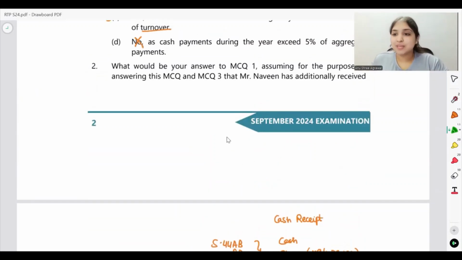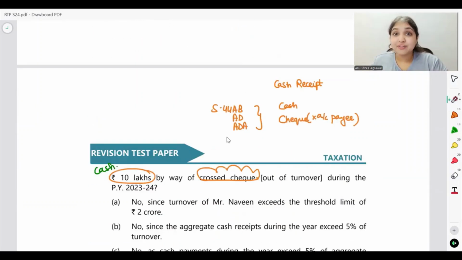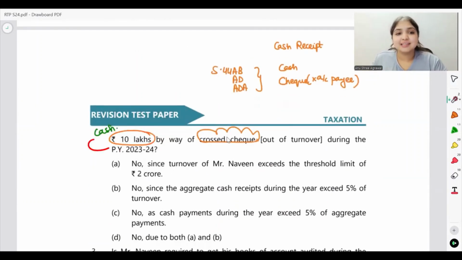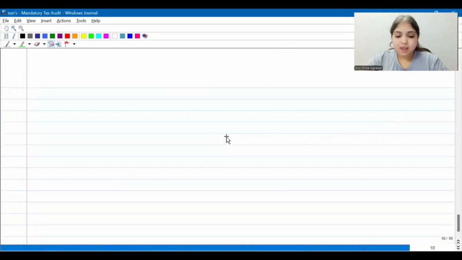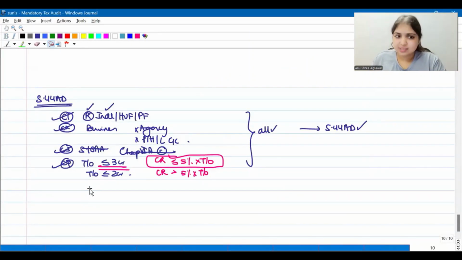So what will be your answer to MCQ 1 if even 10 lakhs is under cash receipts? So guys, come on, let's again recheck now. Again, if I look at these conditions, of course, my first three conditions are fulfilled.